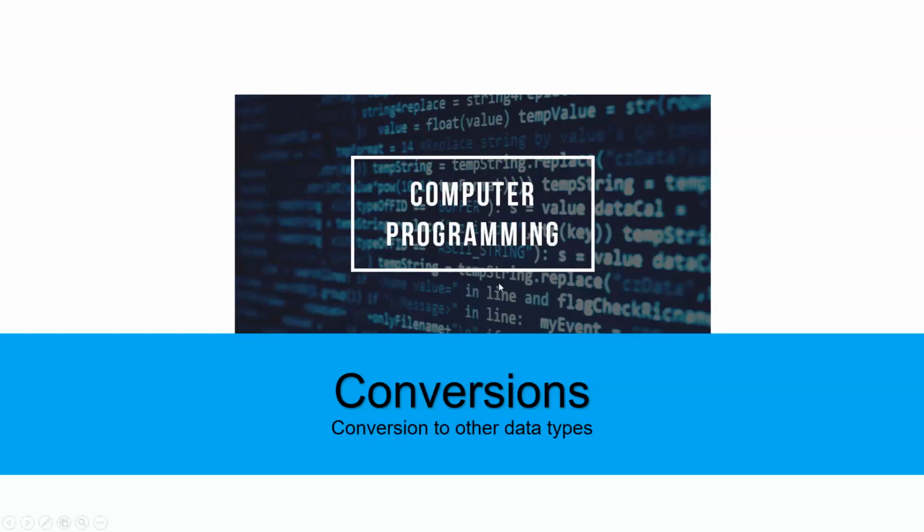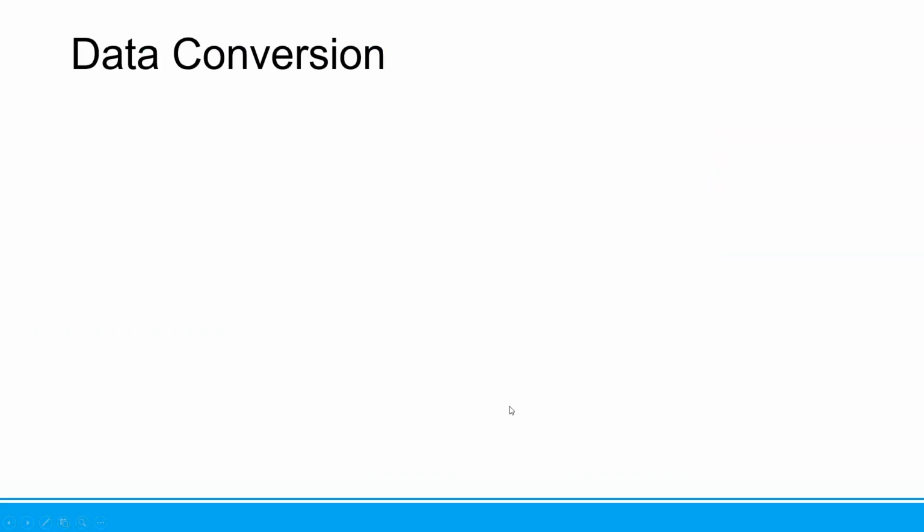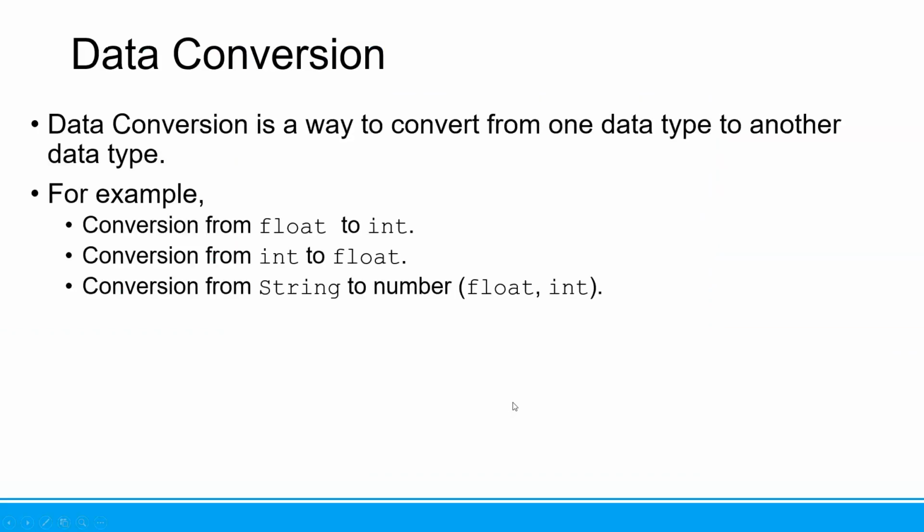We are going to discuss conversions. Okay? What is conversion? Conversion means conversion to other data types. Data conversion is a way to convert from one data type to another data type. We can do the conversion from float to integer, from integer to float, or we can also convert from string to number.